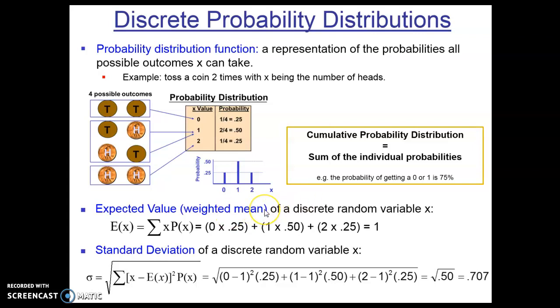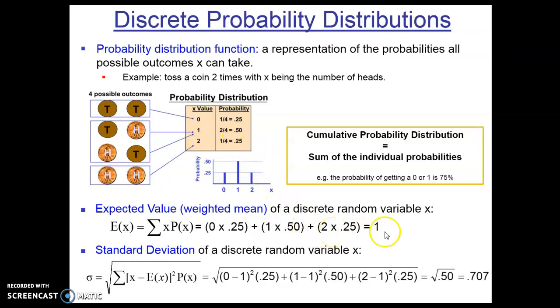To calculate the expected value, the weighted mean, of a discrete random variable, you're going to take the sum of each of your discrete values times the probability of that value occurring. For example, in this distribution, we have a value of 0, and the probability is 25% of that occurring. So 0 times 25% is our first operation. And then we take 1 and multiply that by its probability, which is 50%. So that's our second operation. And then we take 2 times 25%, which is our third operation.